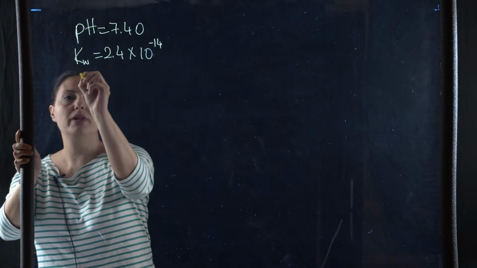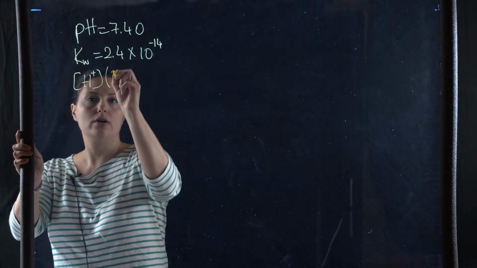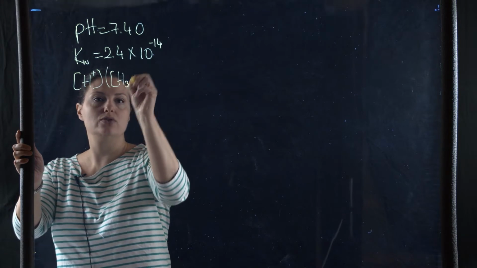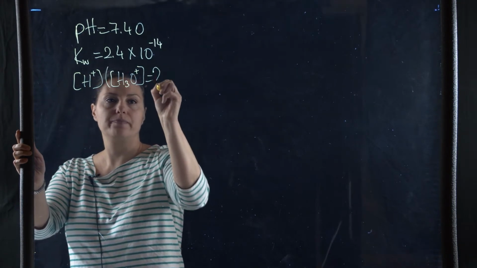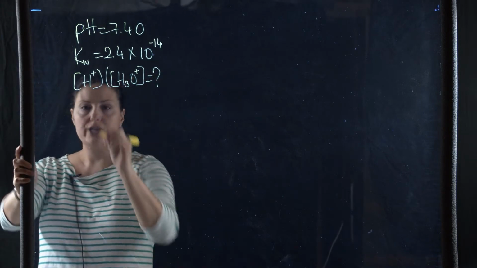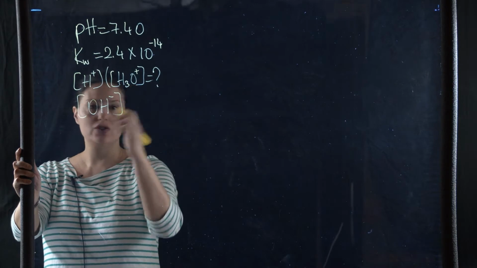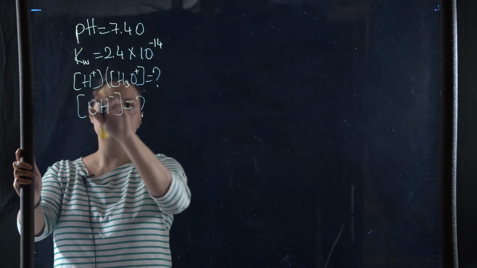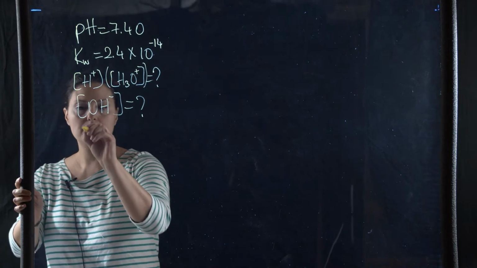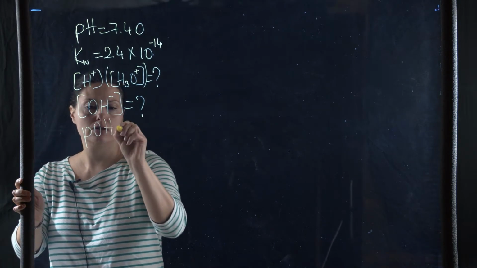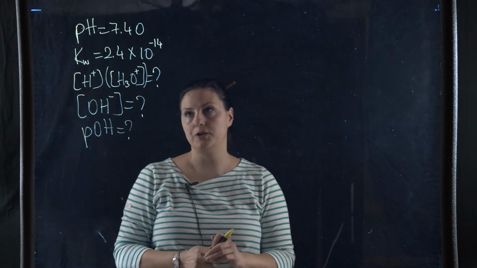Calculate the H plus concentration, and I'm going to keep writing it so you get used to it, or H3O plus is the same. The OH minus concentration, we write it this way just because it's easier than writing all of this. And the pOH for the blood at this temperature.